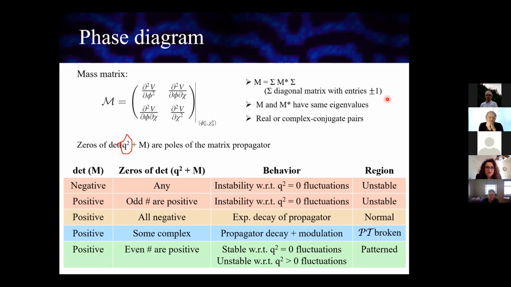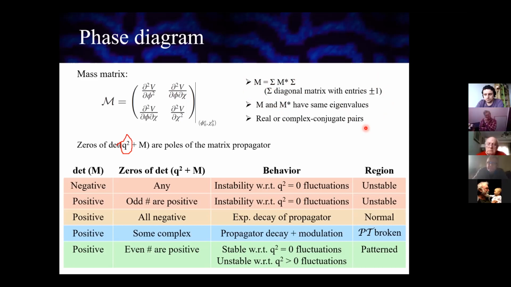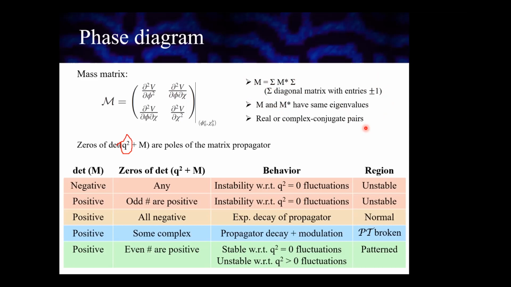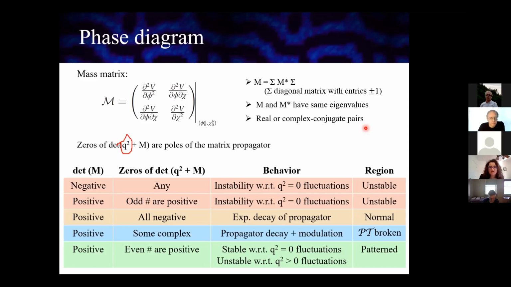Here, sigma is going to be any sort of generic diagonal matrix with entries that are plus or minus 1. This means that M and M star have the same eigenvalues. And because M and M star have the same eigenvalues, that means the eigenvalues are real or complex conjugate pairs. So this is PT, this is exactly what we want. We're going to end up with zeros or poles that can be either complex conjugates or entirely real. Because it's not a Hermitian system, we can have negative poles and all sorts of weird behavior.